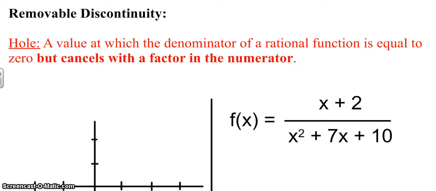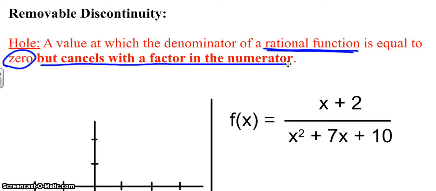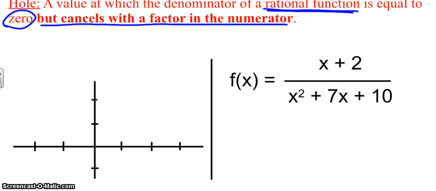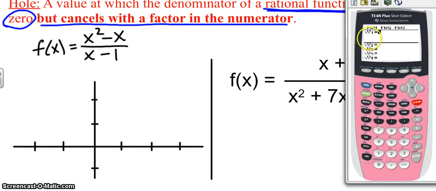Alright, so the first one we're going to focus on is a hole, a value at which the denominator of a rational function, remember rational written as a ratio, is equal to 0. Okay, well that's how we found domain on our previous examples, but in this case that factor is going to cancel with a factor in the numerator, and that will define where we have holes in our graph. So let's start by looking at a function. We're going to look at the function f of x equals x squared minus x over x minus 1. Now I want you to go ahead in your graphing calculator, type that in to your y equals. So we've got x squared minus x divided by x minus 1.